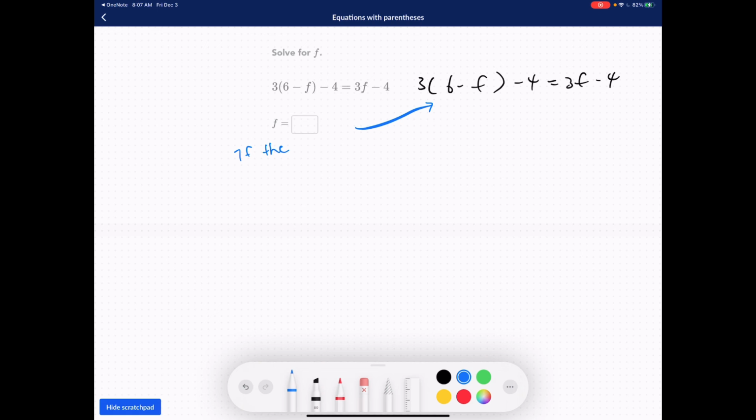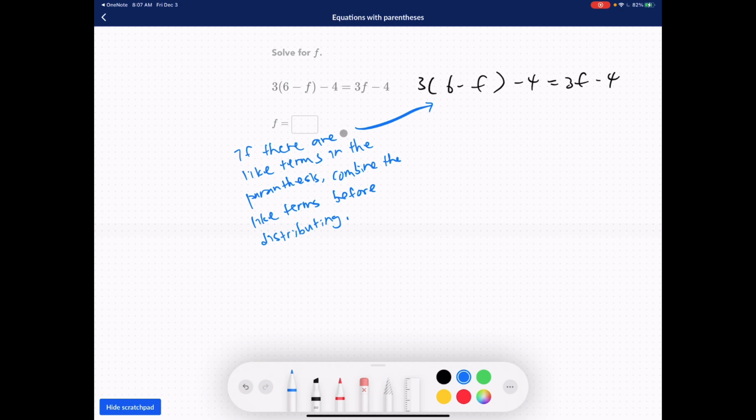If there are like terms in the parentheses, combine the like terms before distributing. Okay, so if there are like terms in the parentheses, if there was another like 5f, combine the like terms before distributing. So combine them and then distribute them.